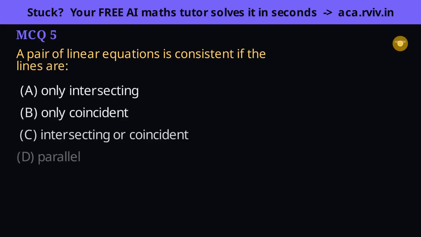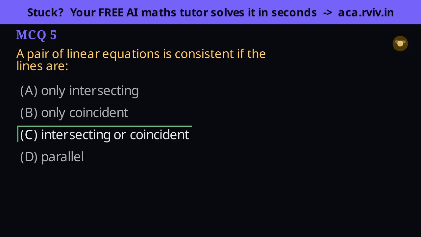Consider the four options. Two arrangements give a shared point, intersecting lines meet at exactly one point, and coincident lines meet at every point. Both count as consistent, so the answer is intersecting or coincident. The trap options, only intersecting and only coincident, each forget the other valid case. A common slip is thinking coincident somehow doesn't count, but infinitely many solutions is still solutions. And parallel is the one inconsistent case, the exact opposite of what's asked.